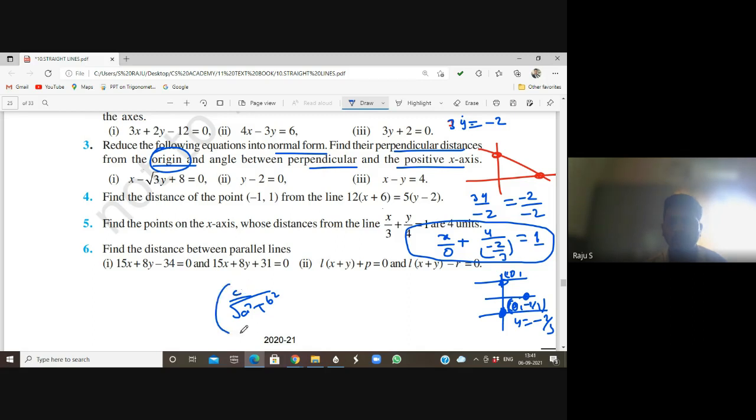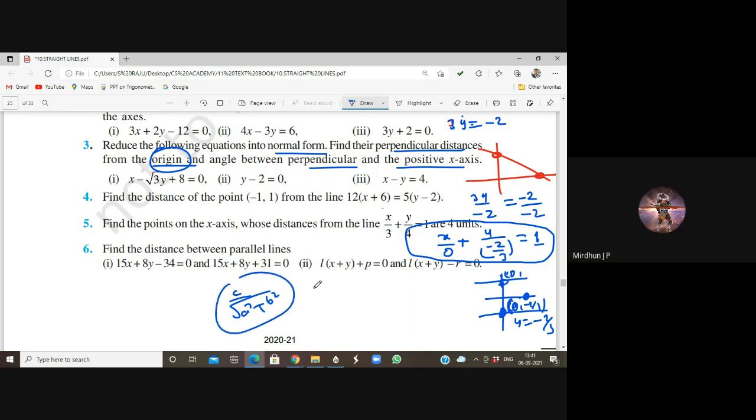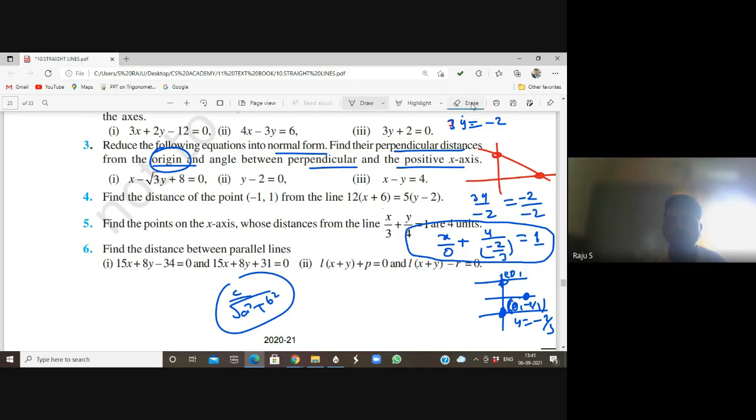Okay, this is the perpendicular. But first we need to change into normal form. I'm telling the general concept. So this is the formula for a perpendicular distance from the origin. Okay, always we can take like this.